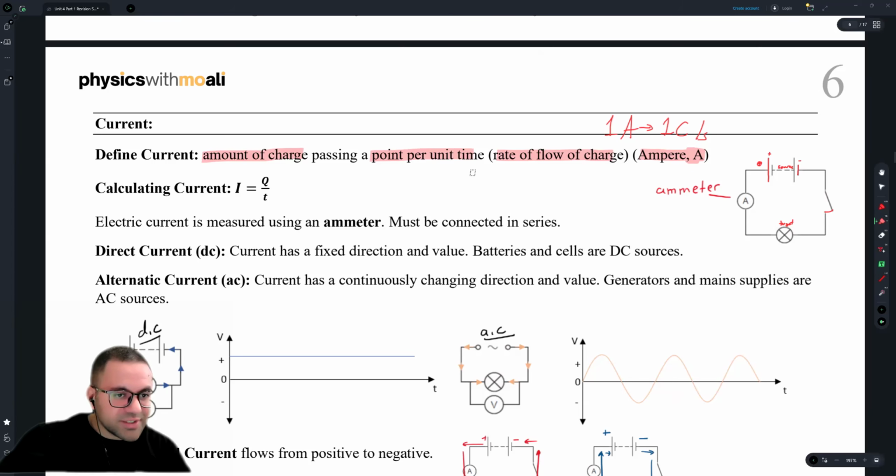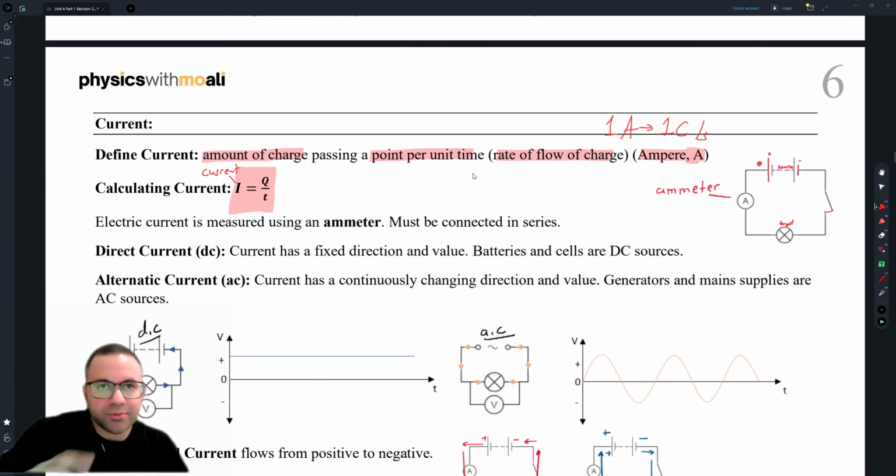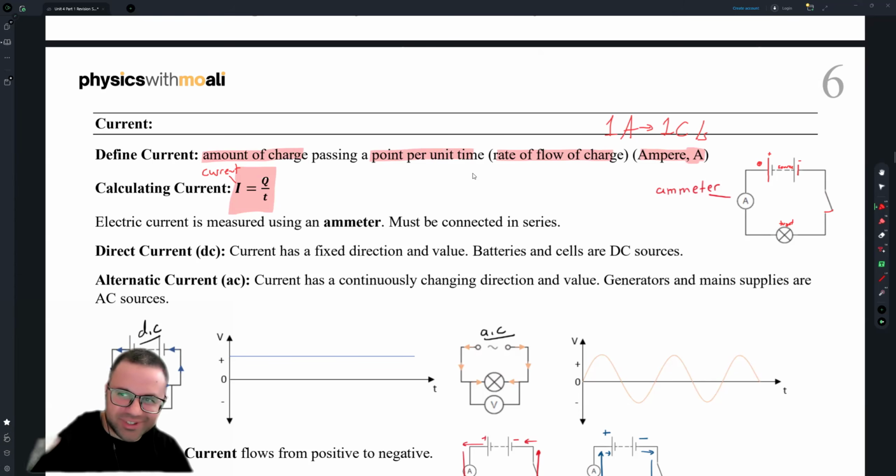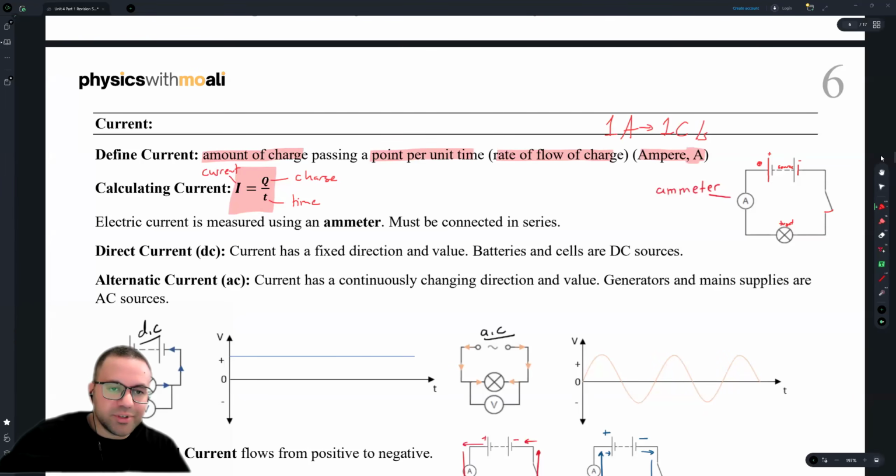The equation that defines electric current is I equals Q over T, where I is current. Now, the reason we use I for current is because I is actually short for electric current intensity. So they got the I from intensity. Q is for charge. I don't know why they chose Q. So many things in physics use the letter Q. And T is for time. So current is just how many charges go through per second. We can measure current using an ammeter. And ammeters must always be placed in series.